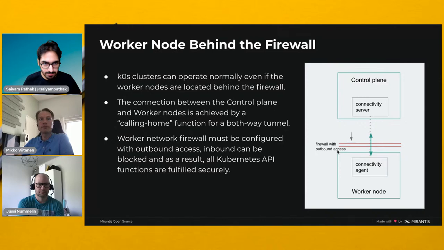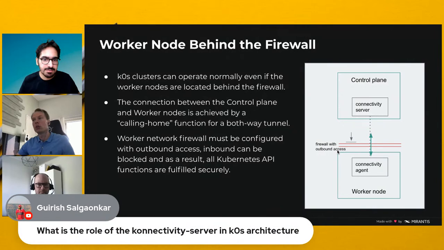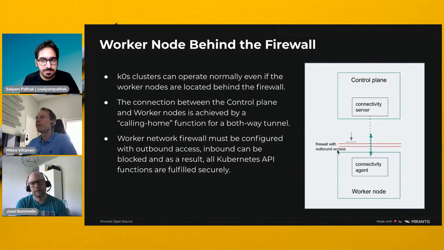Cool. So why is the connectivity server there? What is the role of that? The connectivity server on the control plane is terminating the connections from the agents on the worker node. One way to think about this whole connectivity server and agent thing is to think of them as the typical SSH reverse tunnels that you use with SSH connections. The agent calls home to the server, and then the Kubernetes API will use that tunnel when it communicates with the kubelet on the worker nodes, when you do things like get logs, exec into pods, and port forwards.